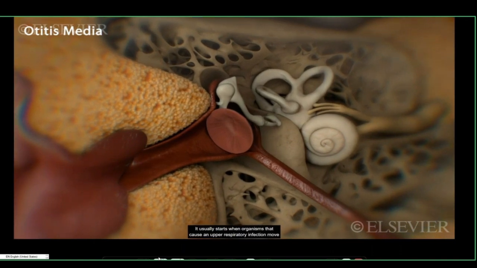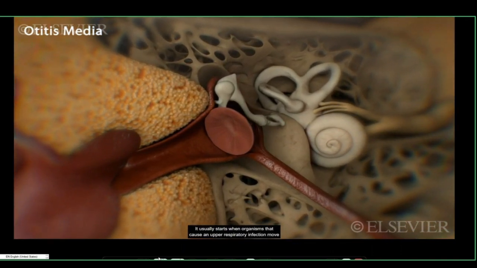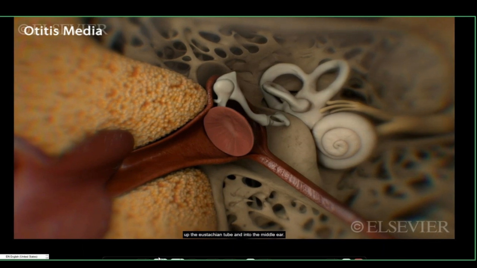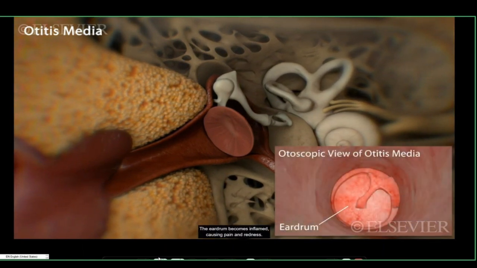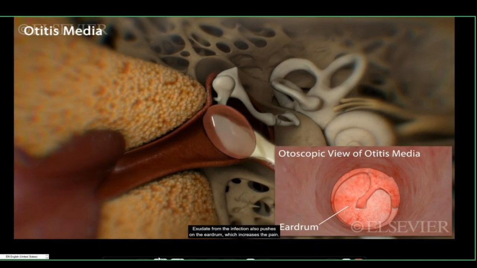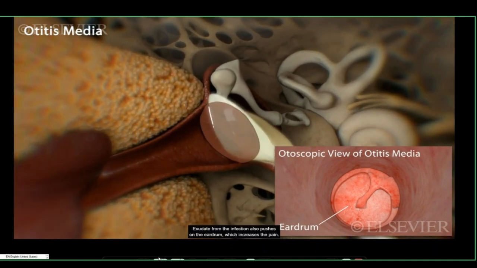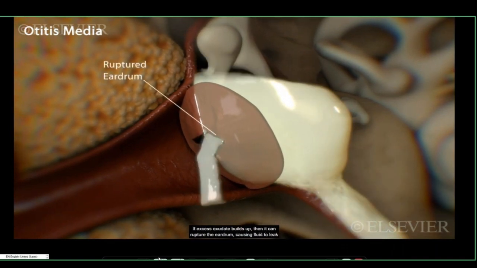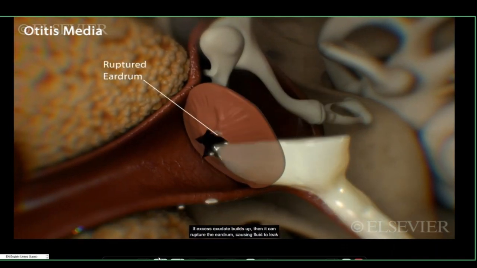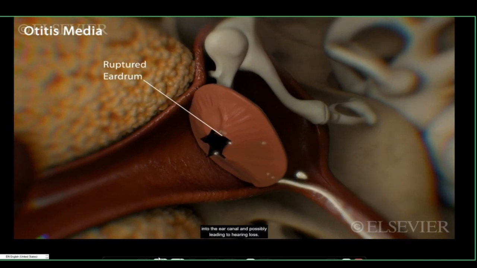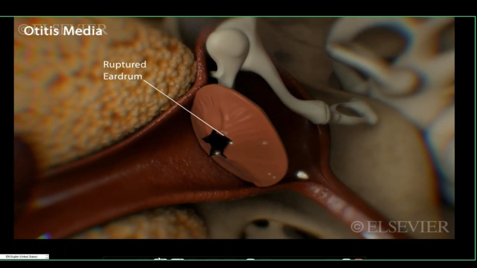It usually starts when organisms that cause an upper respiratory infection move up the eustachian tube and into the middle ear. The eardrum becomes inflamed, causing pain and redness. Exudate from the infection also pushes on the eardrum, which increases the pain. If excess exudate builds up, then it can rupture the eardrum, causing fluid to leak into the ear canal and possibly leading to hearing loss.